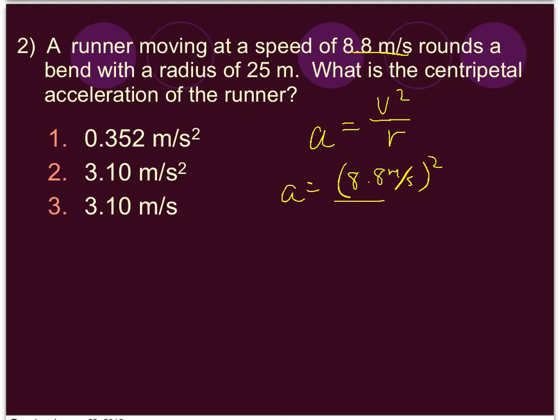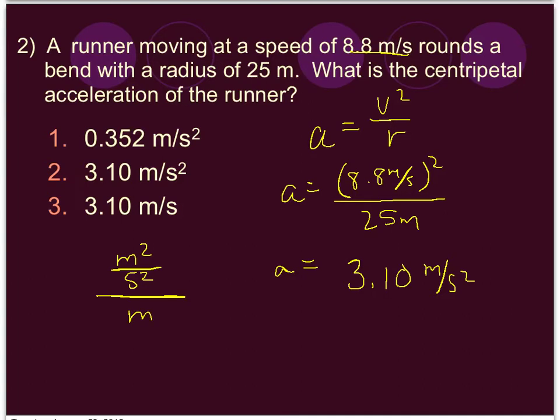And I have to square that, and that's divided by the radius of 25 meters. So 8.8 squared divided by 25 is going to give us 3.10. The units are going to be meters per second squared. If you're wondering how we get that, notice on the top we have meters per second squared, so it would look like this. And then on the bottom we have meters, and so one of the meters would cancel out, leaving you with meters per second squared.